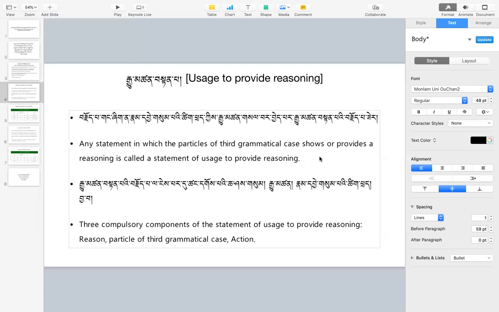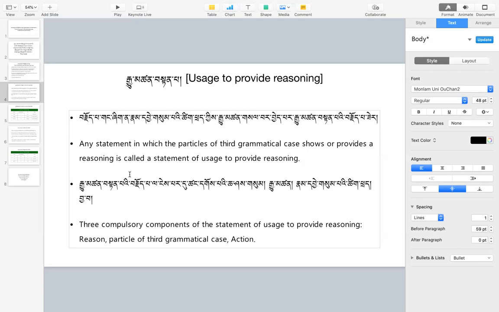Three compulsory components of the statement of usage to provide reasoning. First, you have to state the reasoning. Then the second component is the particle of the third grammatical case, and finally, it's the action or the circumstance. So it could be action. The reason why I have kept it as an action is because it comes under both of these groups: one where the action belongs to the subject, the other where the action belongs to the object, where there is no direct subject. So both of these cases come under action. So these three components are understood as the three compulsory components of the statement of usage to provide reasoning: reason, particle of the third grammatical case, and action.